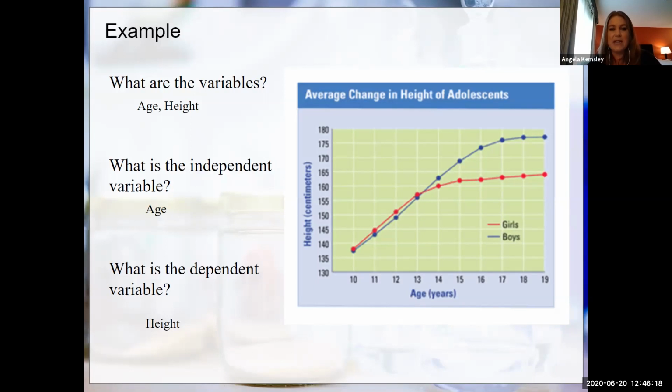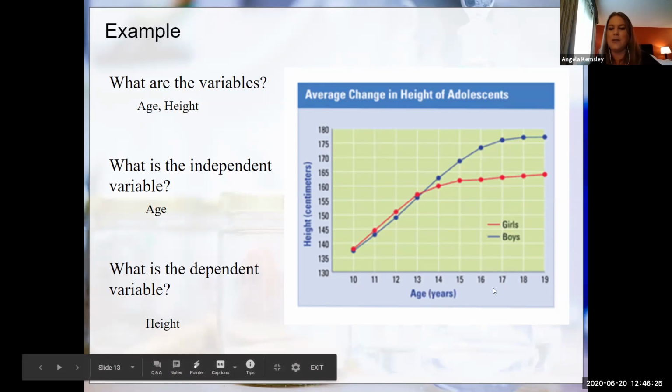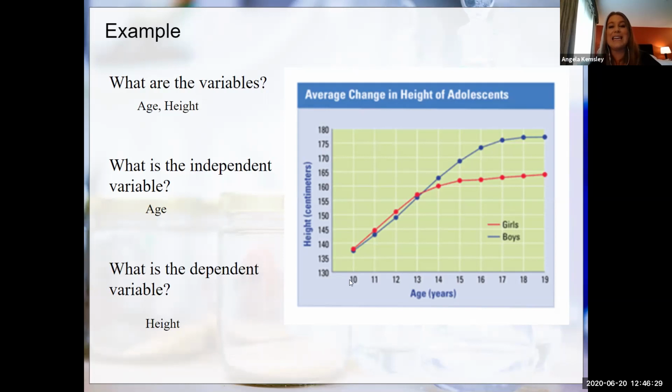Your independent variable goes on the bottom. That's what we call the x-axis. So down here at the bottom where we see age and years, that is the x-axis. That is where our independent variable goes. And then the side on the left is called our y-axis. That is where the dependent variable goes.